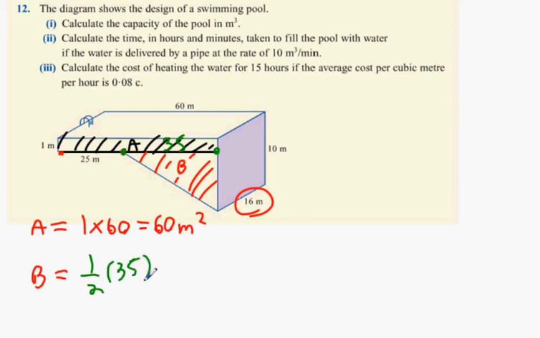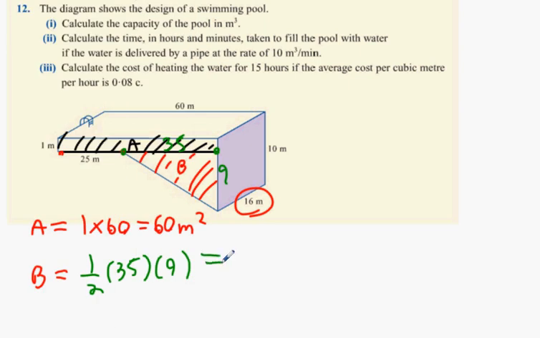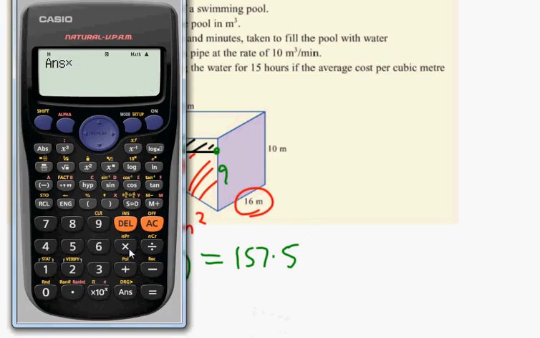Now what is the depth? It would be 10, but the shallow part is 1 meter. So that makes that 9. So a half 35 times 9 is 157.5. Okay, so 157.5. Add them together and you get plus your 60. Oh wait, plus my 60 gets me 217.5.